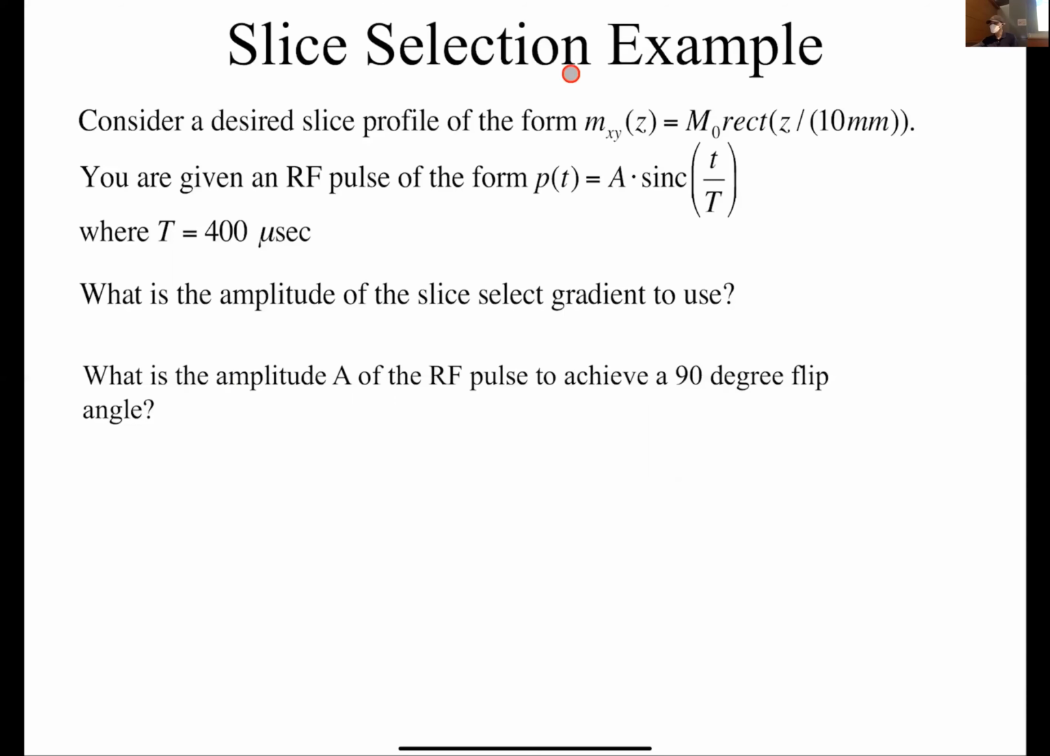So let's assume you want a slice profile of this form, rect of z over 10 millimeters. So that means you want to eventually excite something that is a 10 millimeter slice width, okay? Or 1 centimeter slice width. And you're given an RF pulse that's sinc of t over T, where T is equal to 400 microseconds. So the question is, what amplitude pulse can you use that will excite that slice for you?